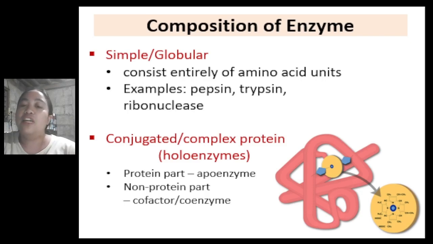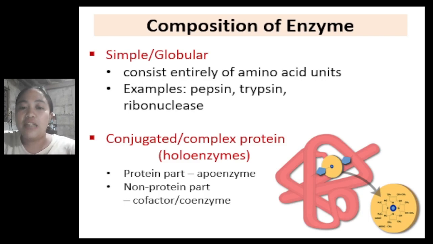Simple proteins only consist entirely of amino acid units. So the same with this one, a simple and globular enzyme: they only consist entirely of amino acid units. An example of this is pepsin, trypsin, and ribonuclease. But we also have conjugated or complex protein, and we call them holoenzyme.